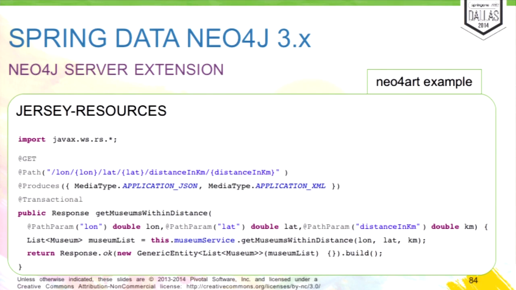This is an example of how we can expose REST services, for example, /long, /lat, and distance in kilometers. And then we call the museum service get museum within distance by providing the 3 parameters. And as before, we return to the web application the museum that we retrieved.